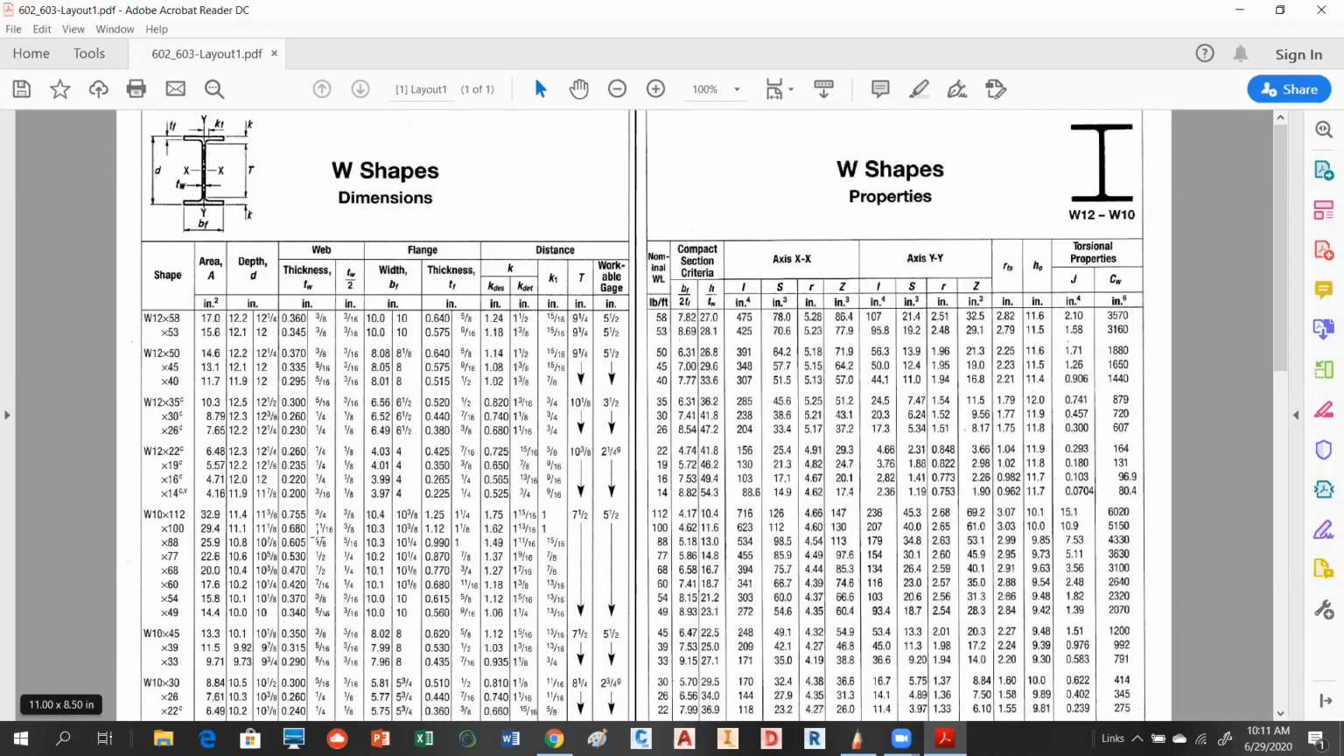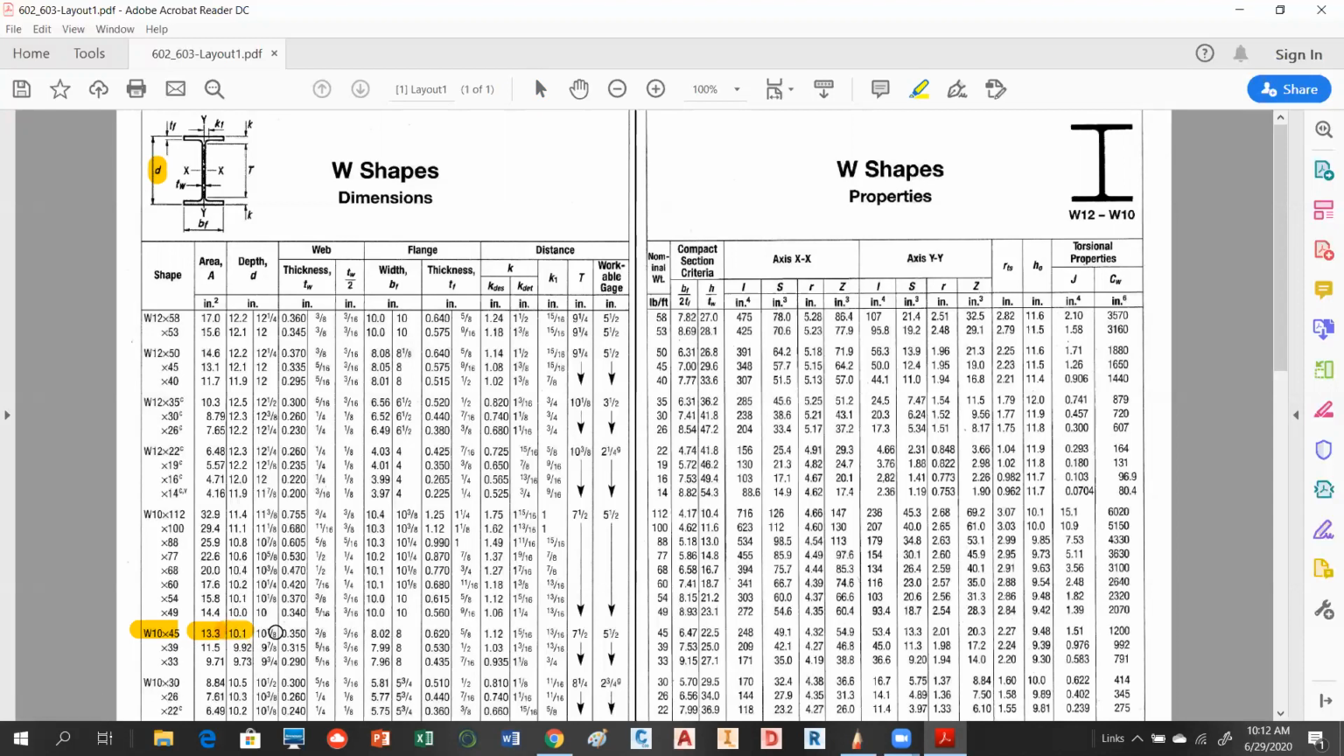So notice in here, we have several things that we'd be looking for. First off, highlight this. We have this guy right here. There's my W 10 by 45. Area 13.3. The depth, and notice up here in this chart, it's really critical. We have this depth indication. From the top to the bottom of that flange is 10.1.